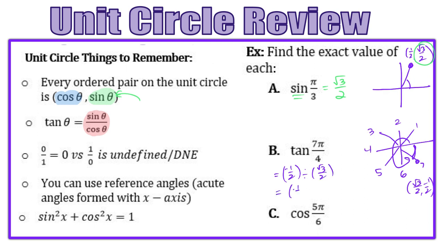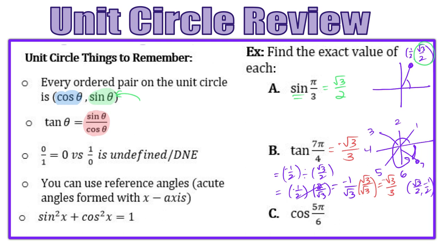We know that with division of fractions, we can flip and multiply by the reciprocal. So this is going to give me negative 1 over root 3. Don't forget to rationalize your denominator. So this is going to be negative root 3 over 3. So tangent of 7 pi over 4 is negative root 3 over 3.